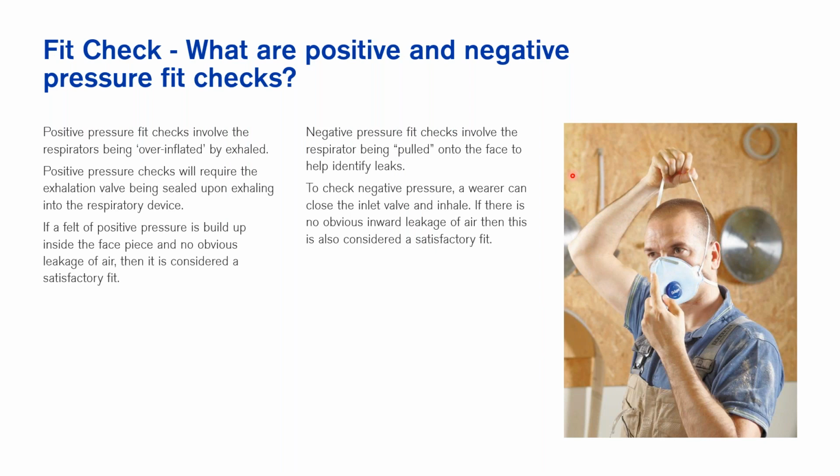The positive fit check is done by inflating the FFP. We cover the filtration base, or if there is an exhalation valve, you cover the exhalation valve, and you blow out into the mask to ensure that no leakage occurs on the face seal itself. For the negative pressure check, you cover all the filtering area and also the exhalation valve and take a deep breath to ensure the respirator is pulled towards your face. This will be considered a satisfactory fit.